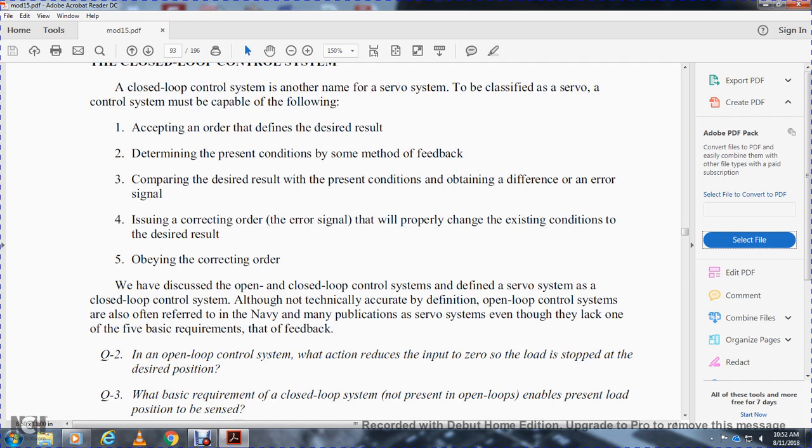We define the servo system as the closed loop control system. Although not technically accurate, the open loop control system is also referred to in the Navy in many applications as a servo system, even though it lacks one of the five basic requirements, the feedback.